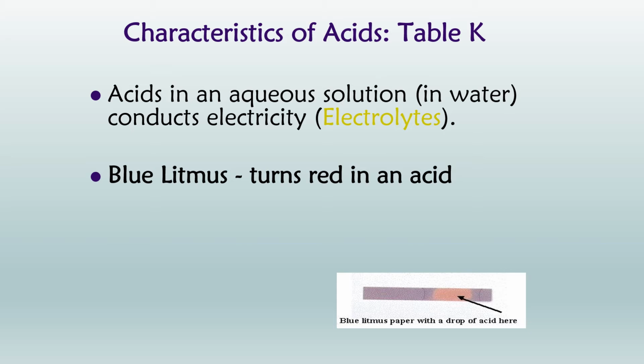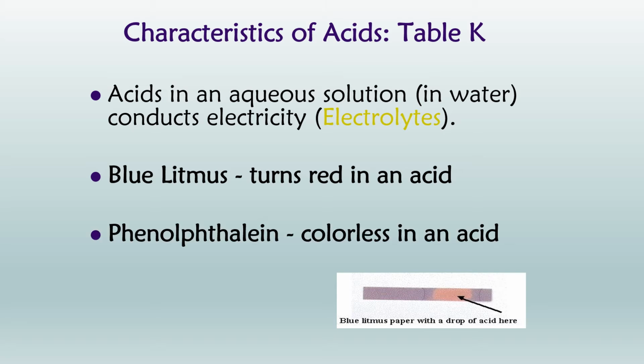Another way to identify an acid is if we test it using blue litmus paper, it will turn red. This is basically what that looks like. We have that blue litmus paper and then we pour a drop of acid on there and that part will turn red. Another type of indicator that we use to identify acids is phenolphthalein, and when we pour a drop or two of that in an acid, it will just go colorless. So nothing will happen, and that should tell us that this is an acid.